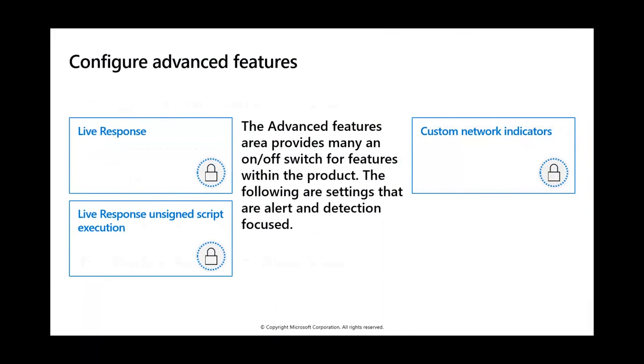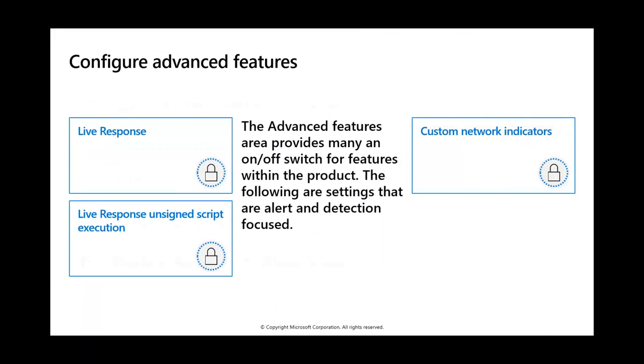The Advanced features page in the General area of Settings, Endpoints of the Microsoft Defender portal provides the following alert and detection related settings. Live response: by turning this feature on, users with the appropriate permissions can start a live response session on devices, connecting to the device with a live response, where we can send requests to the device and it is going to send a response back, basically. They can establish a live response with an unsigned script execution.